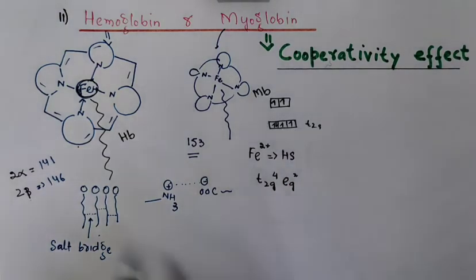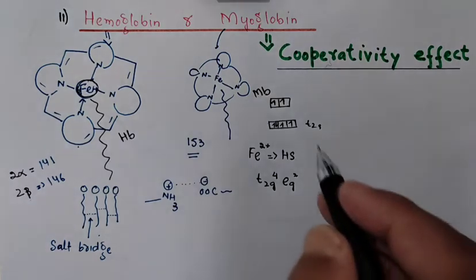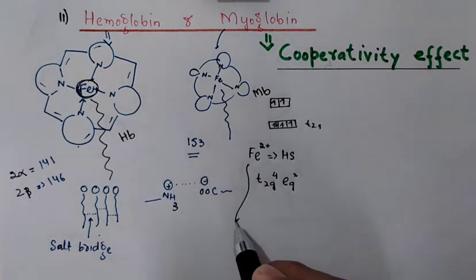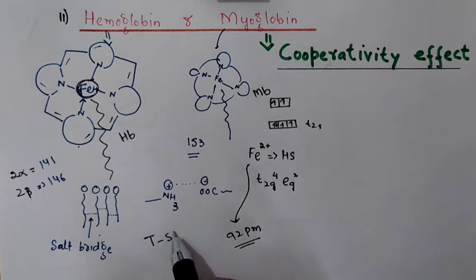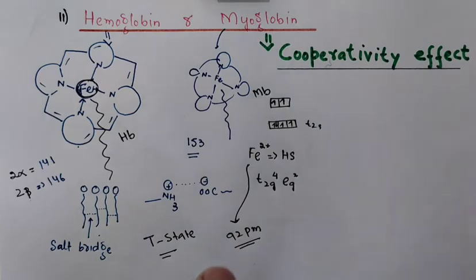ठीक, so जो size होता है इस state में, high spin state में atom का, iron का, that size is around 92 picometer. इस पे भी sometimes question आता है. Now, so this is called a deoxygenated state. ठीक, now when the oxygen binds, अच्छा ये जो state होता है where the oxygen is not bound yet, this is basically called as the tense state. ठीक, so this is called as the T state. So you can write down in this T state, iron is in the high spin state, and this is the electronic configuration, this is the size.